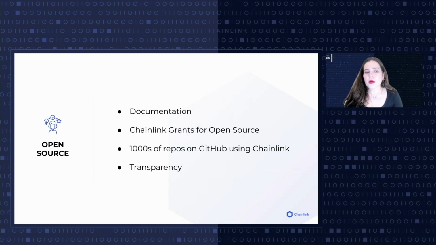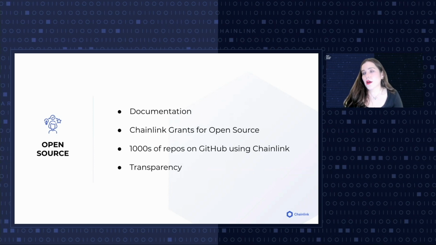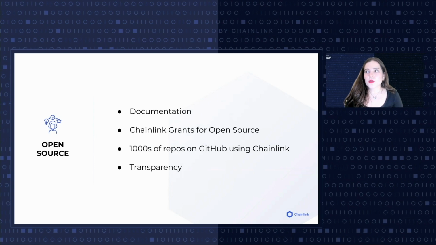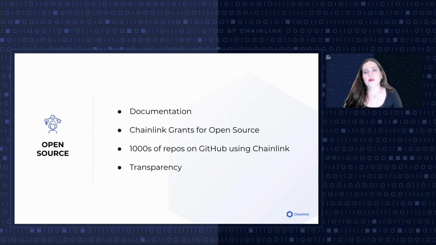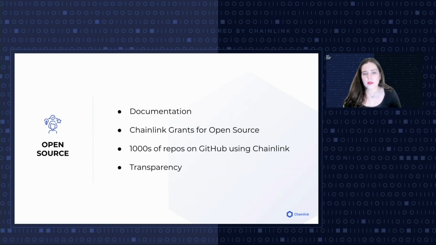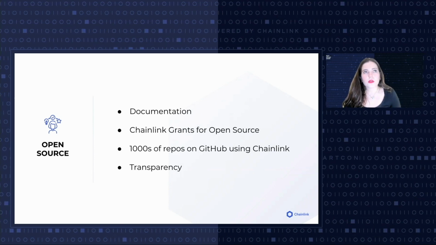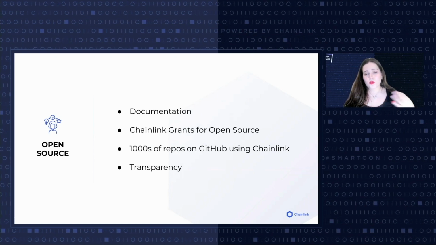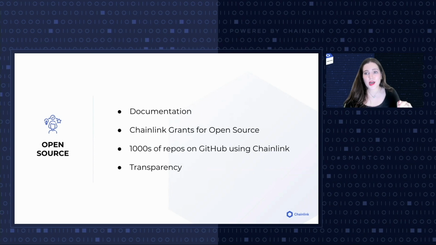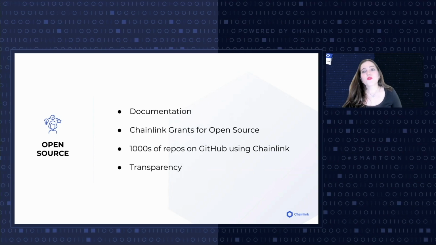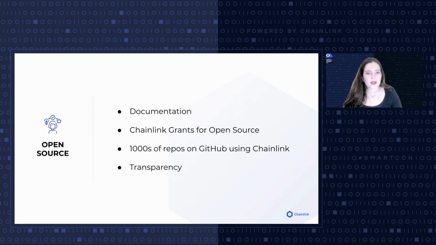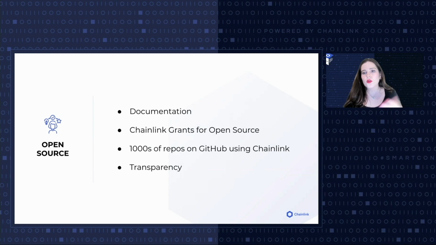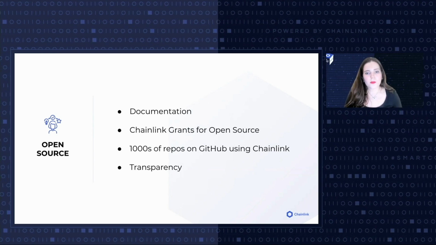We also have a program called Chainlink Grants, where we reward open source projects. To this day, over 50 projects have received grants from our program. You might also see these announcements every week on our website. We're announcing new grants every week. And today there's a special announcement for a very exciting grant, so stay tuned for that. And you might be aware that we have over 1,000 repositories on GitHub using Chainlink. So if you just search for that tag, you will see all of those amazing projects.